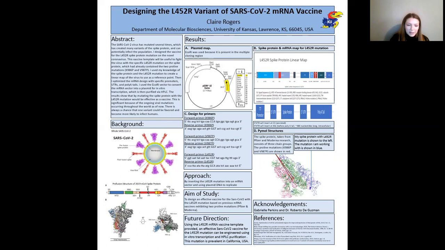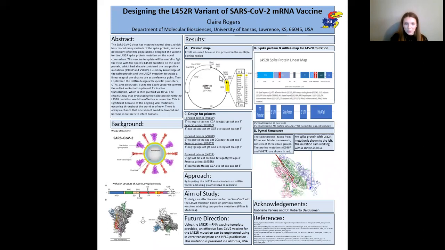In order to keep it in the pre-fusion conformation, we need to have the two proline mutations in 986 and 987. The reason that proline keeps it in this position is because it is cyclic and helps keep it from interacting with other parts of the spike protein.